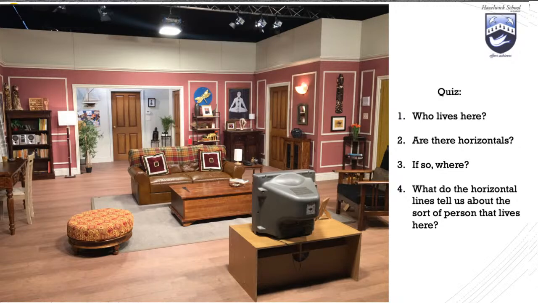Okay, so pop quiz. My name is Brennan knows this because we actually stumbled upon each other in this place at the same time, which was very bizarre. But the question is, who lives there? Why am I showing you this picture? Are there horizontal lines? Where are they? And thinking about away from photography for a second, looking at this room, what do the horizontal lines, if they exist in this room, tell us about the person that lives there? So anyone like to hazard a guess on whose room this is?